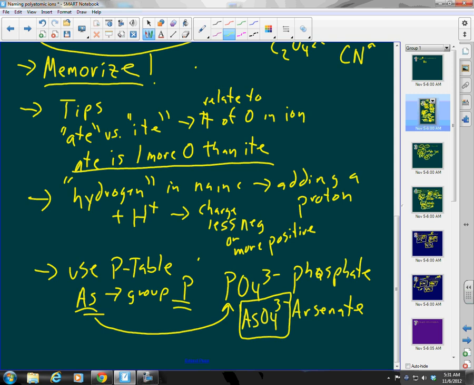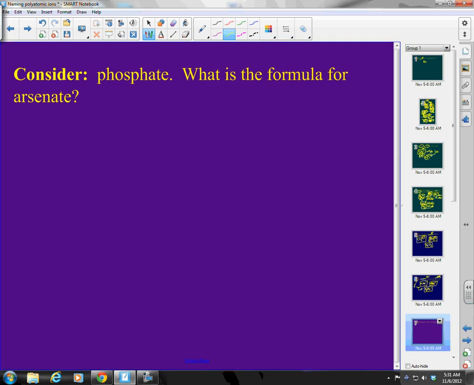You could usually substitute chlorine and bromine and iodine all together in the same way. Okay? So let's go back to our question. Phosphate, we said, is PO4 3 minus. Arsenic and phosphorus are in the same group, same family in the periodic table, so we'd expect them to react the same, and there we go.